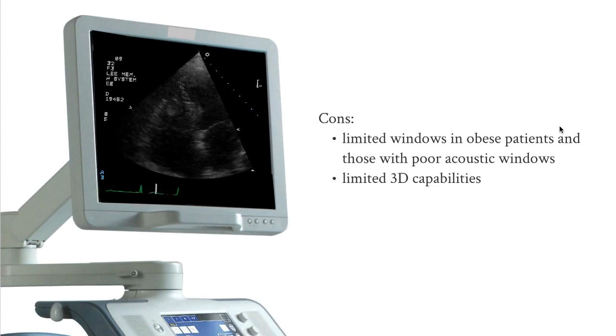Some of the cons is that the windows can be limited in obese patients or patients with poor acoustic windows. So we may not see, for example, the extent of involvement of the apex or the lateral wall of the right ventricle. Also, the 3D capabilities are limited, so we don't routinely get a 3D reconstructed volume that we can cut and slice however we want in order to accurately measure a mass. It's very good for the lumen, though. Whenever we're doing 3D, echo is mostly used for the lumen evaluation, not really for evaluation of adjacent structures. So it's really limited to the heart.